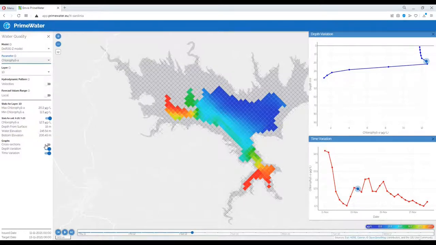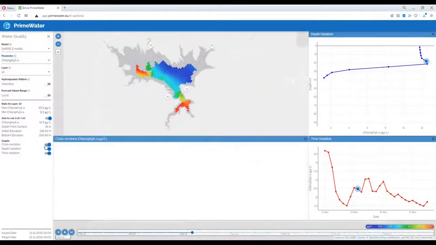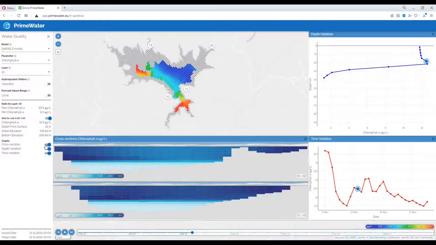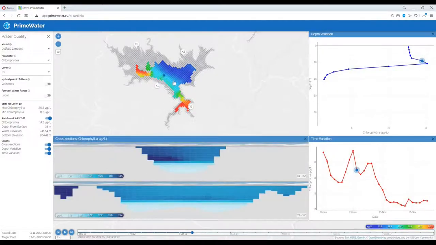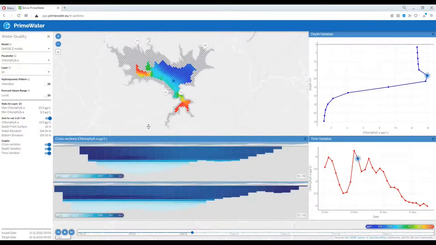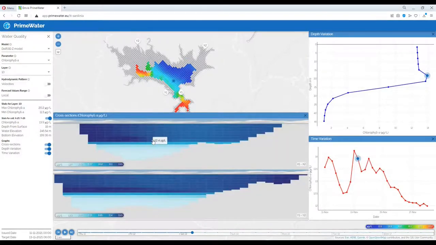And finally, there is a third tool that allows us to view cross-section of any simulated parameter along the two main directions of the reservoir. Both in the hydrodynamic and water quality models, we are incorporating data assimilation techniques that are using satellite-based products as well as in situ measurements to correct the model state and avoid error accumulation.